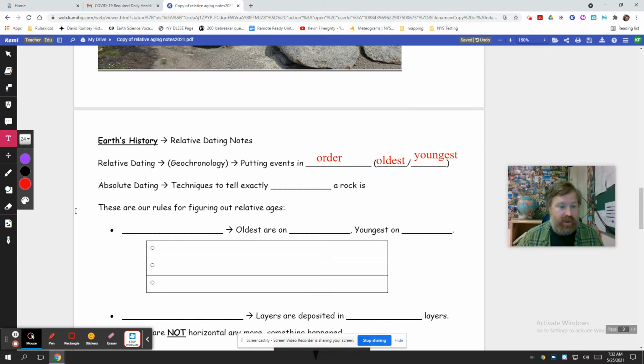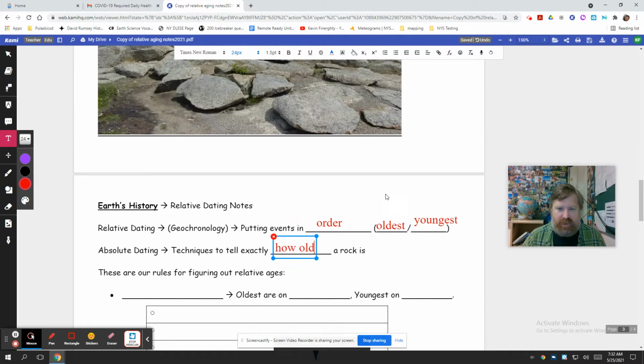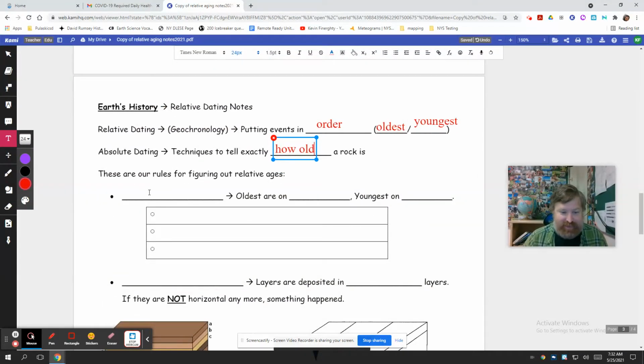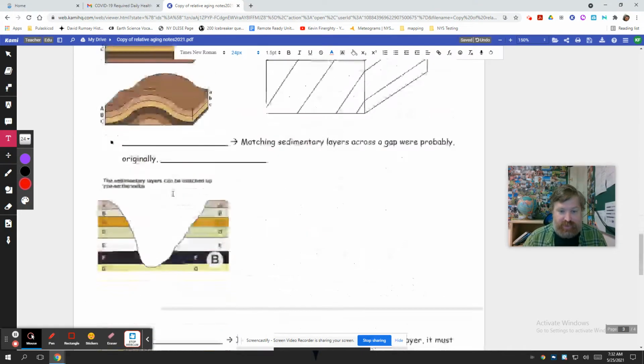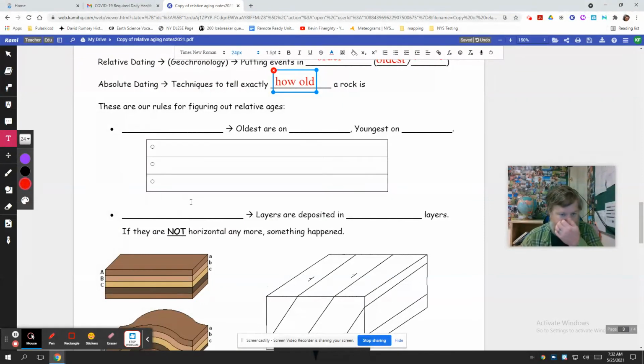That's the goal today. Absolute dating, we're going to do another thing later next week, whenever you get to this. Absolute dating is techniques to tell exactly how old a rock is. Like we just said in the last video, relative dating is I'm older than you. Absolute dating would be exact ages. Now I want to do the rules, and I'm going to do them as separate videos, which are all going to be relatively short, because I think it's just easier.